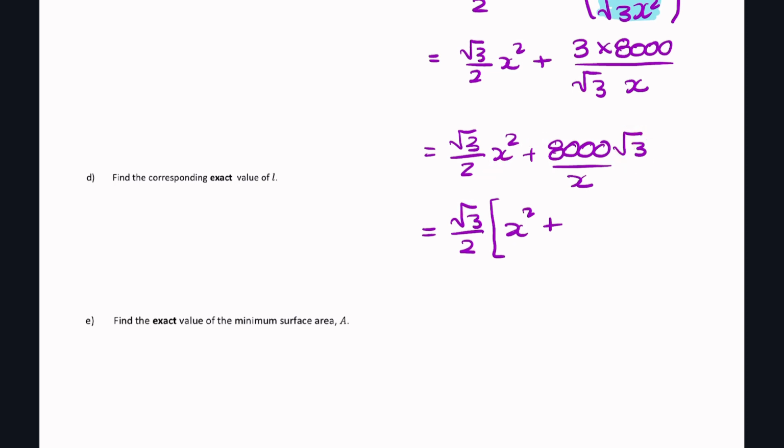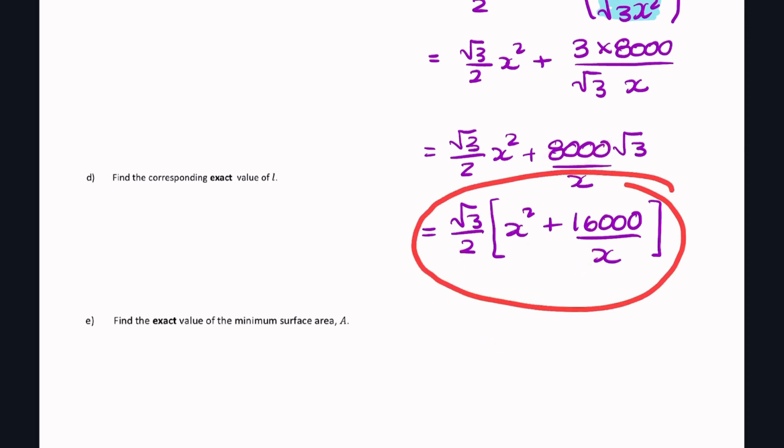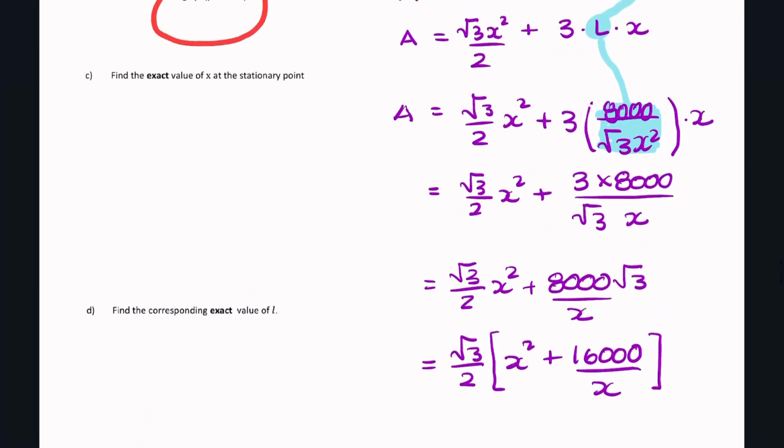So I'd need to multiply this by 2. So 16,000 over x. And if you check that, if you multiply this by this, you'll get that. And if you multiply this by this, you'll get that. So that looks like my expression, and that's exactly what we have here. So that's the correct answer for part B.